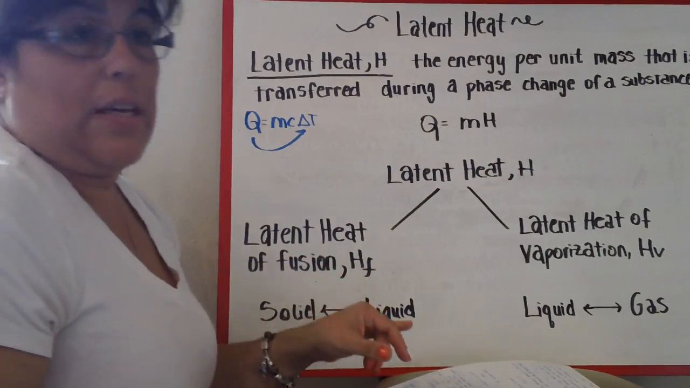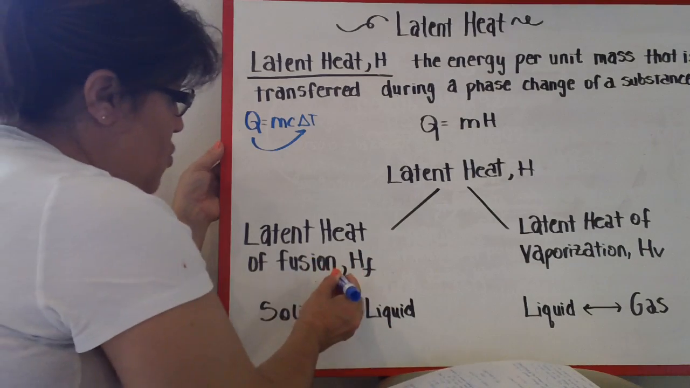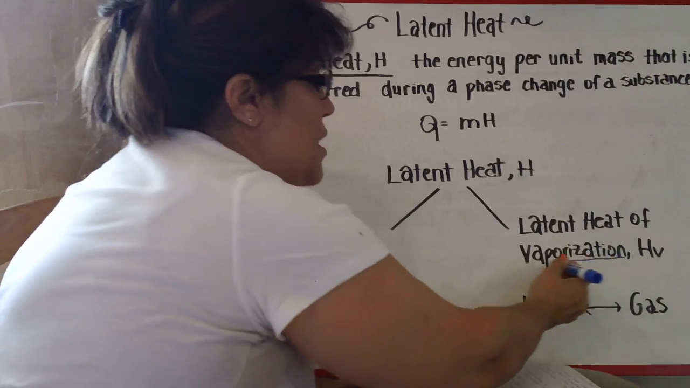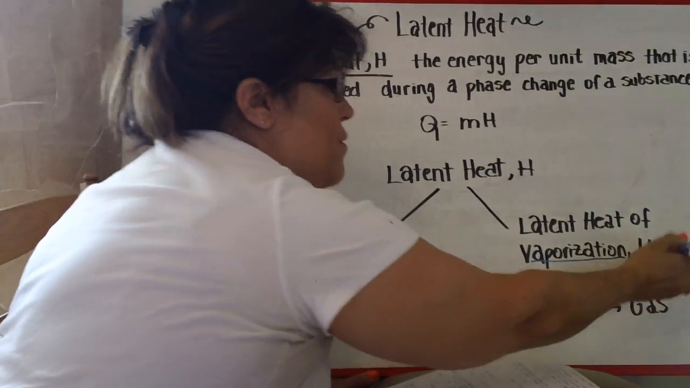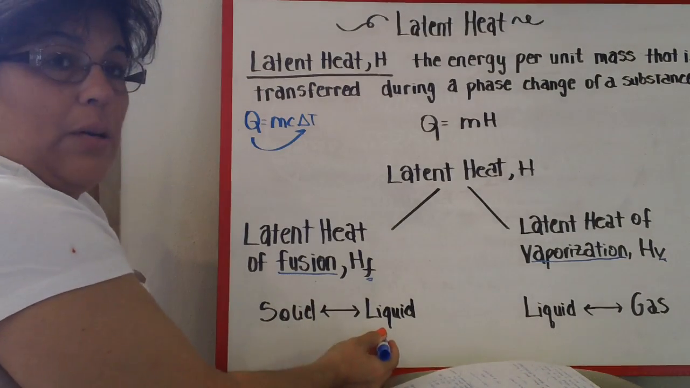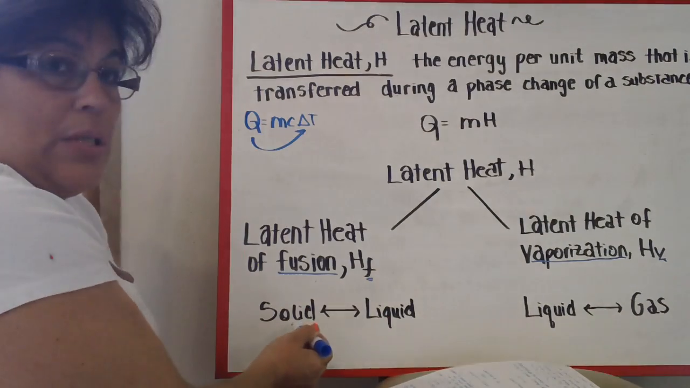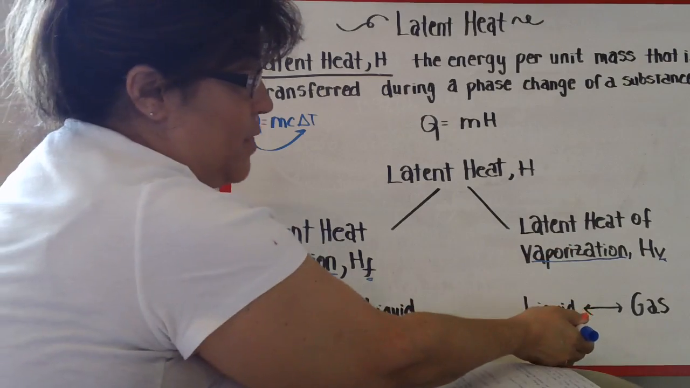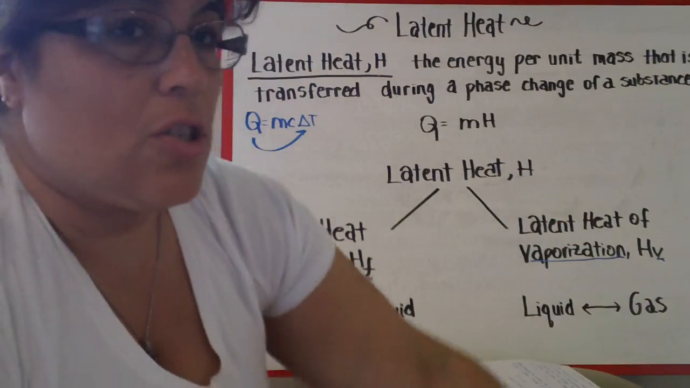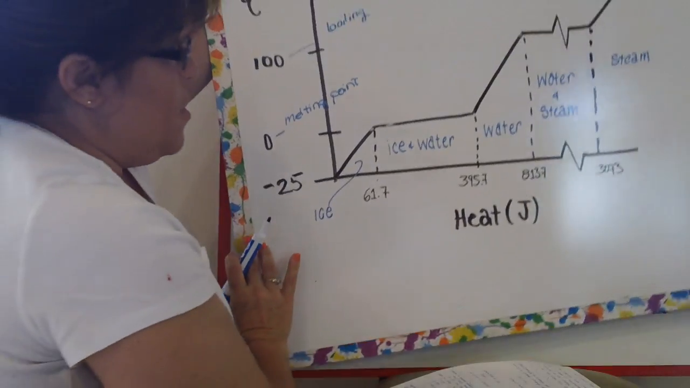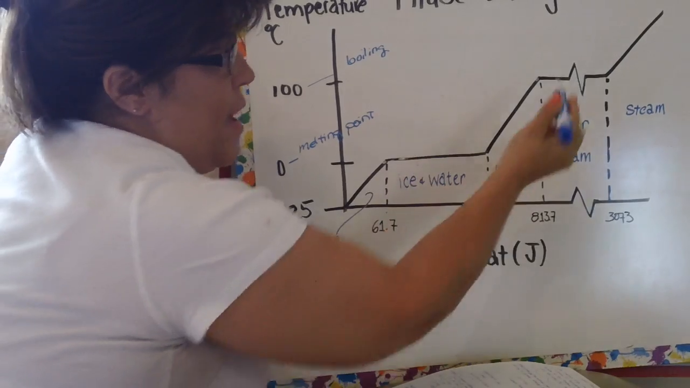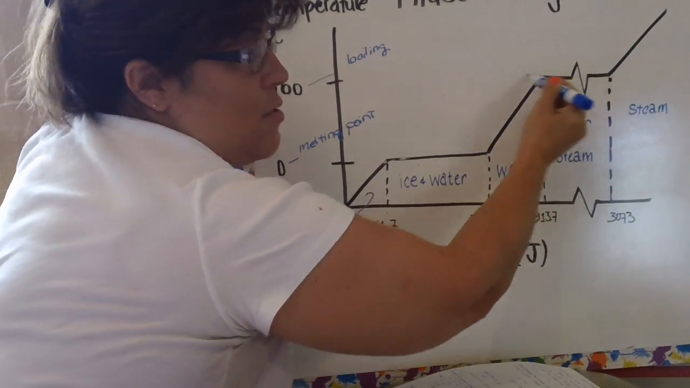There's two types of latent heat. There's latent heat of fusion, which is sub F, and latent heat of vaporization, that is sub V. So fusion is used when we go from a solid to a liquid, or a liquid back down to a solid. And vaporization is when we have a liquid to a gas, or a gas to a liquid. So if I bring this chart back up again, we're going to have latent heat of fusion during this point and latent heat of vaporization during this point.